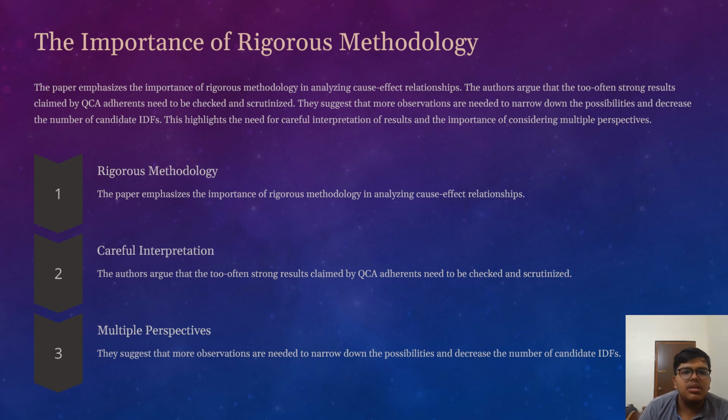The paper emphasizes the importance of rigorous methodology in analyzing cause-effect relationships. The author argues that the often strong results claimed by QCA adherents need to be checked and synchronized. They suggest that more observations are needed to narrow down the possibilities and decrease the number of candidate IDFs. This highlights the need for careful interpretation of results and the importance of considering multiple perspectives. There are three themes: rigorous methodology, careful interpretation, and multiple perspectives.